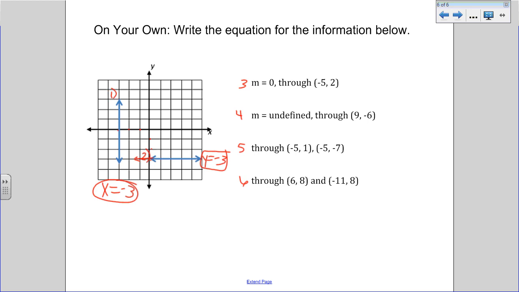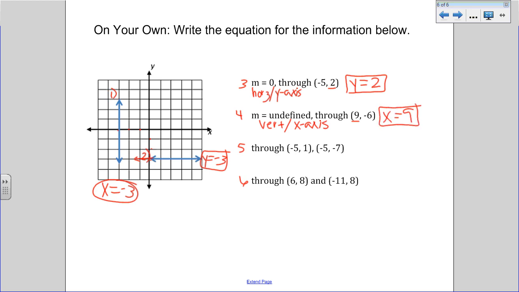For number 3, I have 0 slope, so that means it's horizontal, and it crosses the y-axis. Remember, you're not naming the horizontal axis, you're naming which axis you cross. And so I need to look at this y-coordinate. So it should be y equals 2. Number 4, undefined slope, that's your vertical. And so you cross the x-axis. And so we're going to use our x-coordinate of x equals 9.